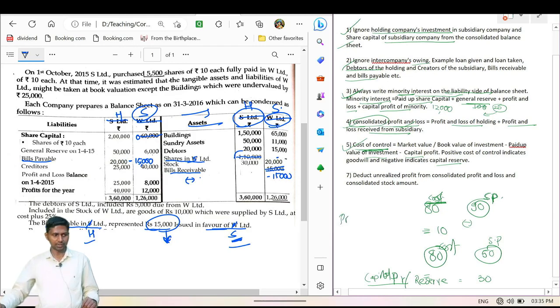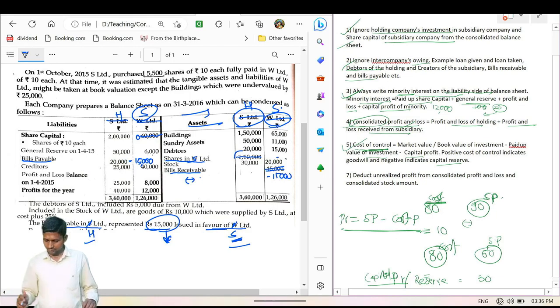Cost price from sales. Okay. As I said, deduct. How to calculate profit? Sales price minus cost price. You will get the profit. Calculation is very simple. Correct?